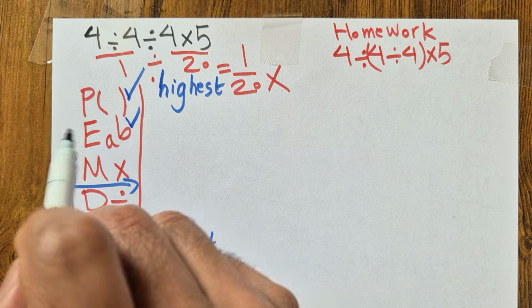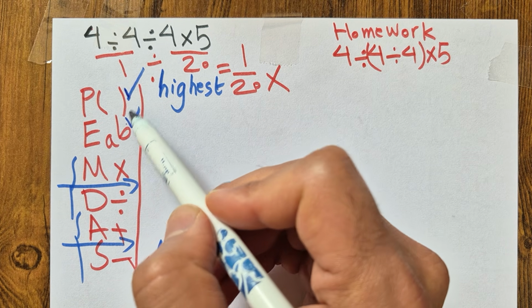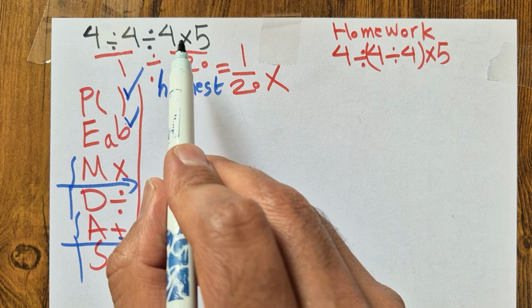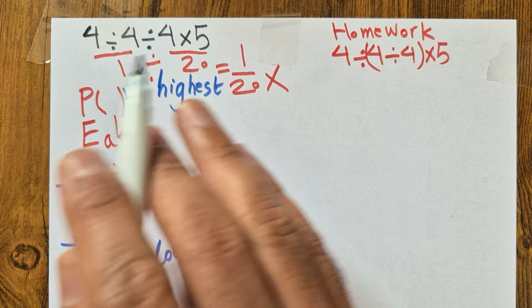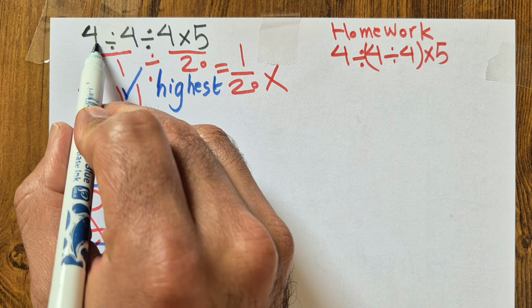Anyway, so let's do the original expression. Do we have any parentheses? No, we don't. Any exponents? No, we don't. Just division and multiplication, and you must go from left to right. So let's do this now.